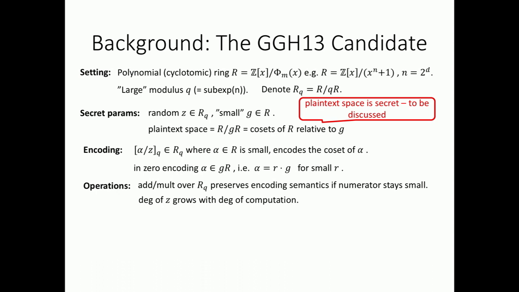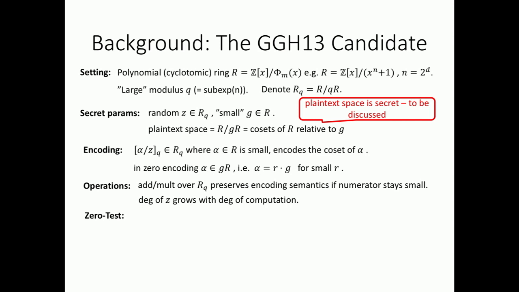How do we do operations? Well, we have these encodings, which are just elements in RQ. I can just add and multiply them. So I can add things, and these alphas are going to add, and I can multiply, and the alphas are going to multiply. Indeed, when I multiply two of these alphas, I am going to get something that is in the coset that corresponds to the product of the cosets of the inputs. But the degree of the Z in the denominator is going to grow, and it's going to be the sum of the degrees of the elements that I multiplied. So the degree of the Z in the denominator really tells me which level I'm in.